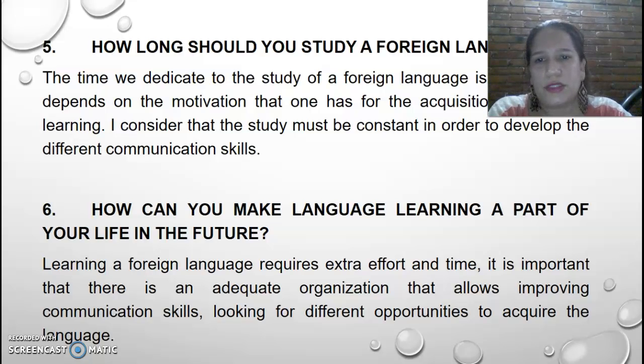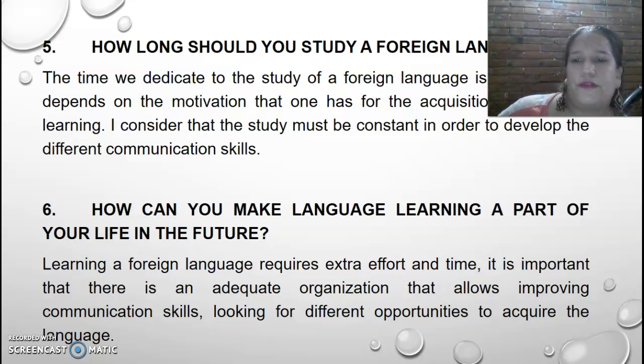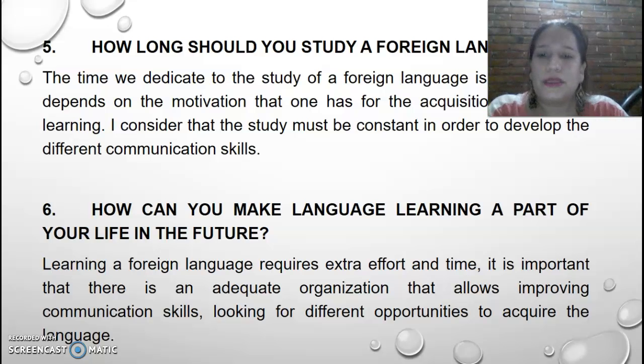6. How can you make language learning a part of your life in the future? Learning a foreign language requires extra effort and time. It is important that there is a good organization that allows improving communication skills, looking for different opportunities to acquire the language.